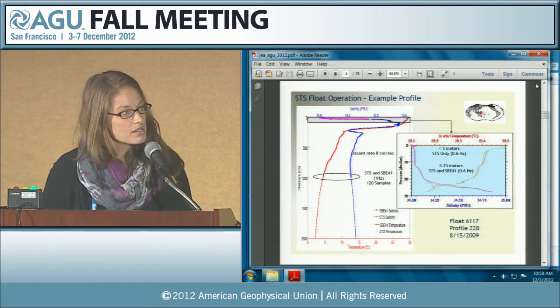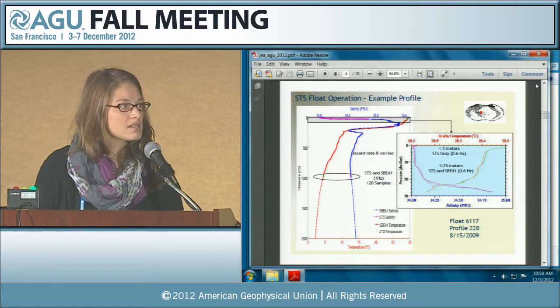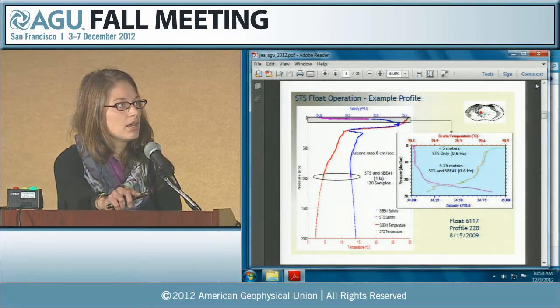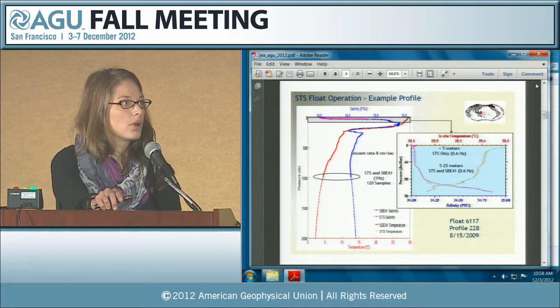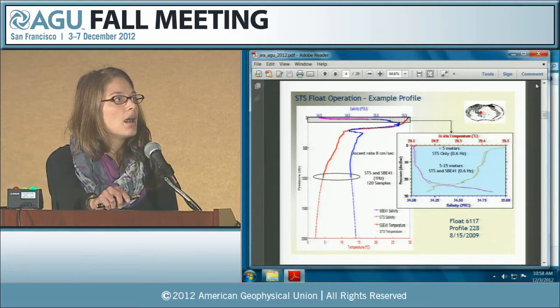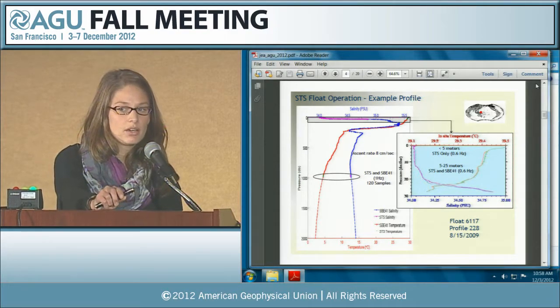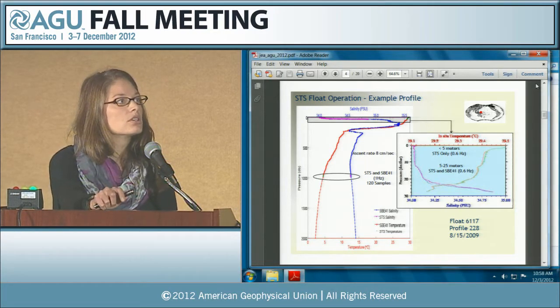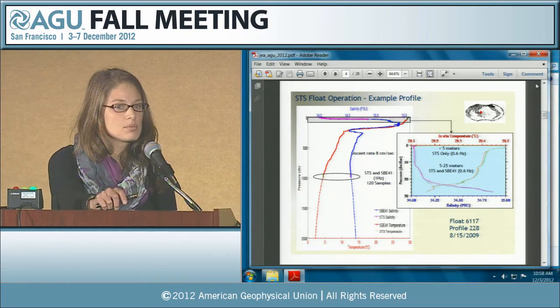So shown here is a typical profile from an STS float. We can see from depths of about 2,000 meters to 1,000, it operates as a standard Argo float with only the primary sensor collecting data. At a depth of about 1,000 meters, though, the secondary STS sensor kicks on, and the two operate in tandem for about 30 meters, which results in 120 overlap samples.